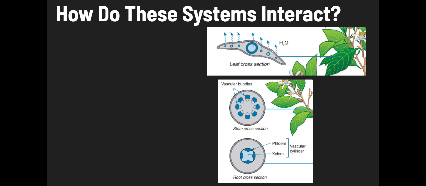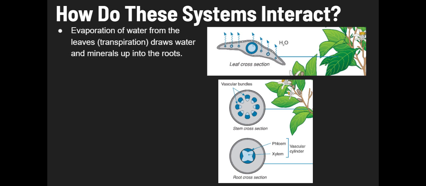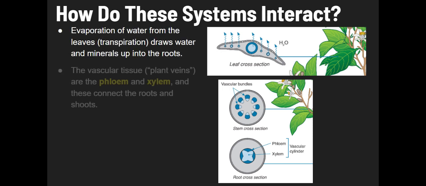Okay, now that you know the functions of each of those parts of the two systems, let's talk about how the systems interact. So, evaporation of water from the leaves, which is transpiration, something we've talked about in previous videos. Evaporation of water from the leaves draws water and minerals up into the roots.